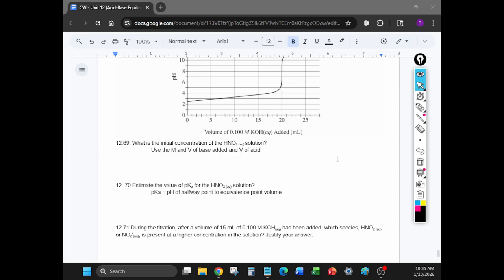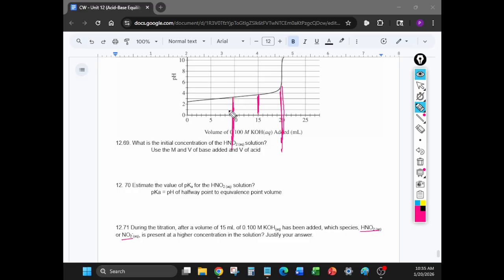All right, last question of the unit. It says, during titration, after 15 milliliters of base is added, which species do you think will have a higher concentration? The weak acid or the conjugate base? So we're going to take a look at our graph. You'll see 15 milliliters. Now, the key things to look at are equivalence point and halfway equivalence point.